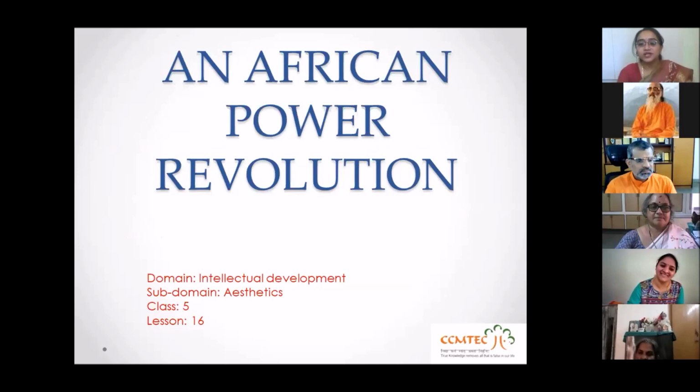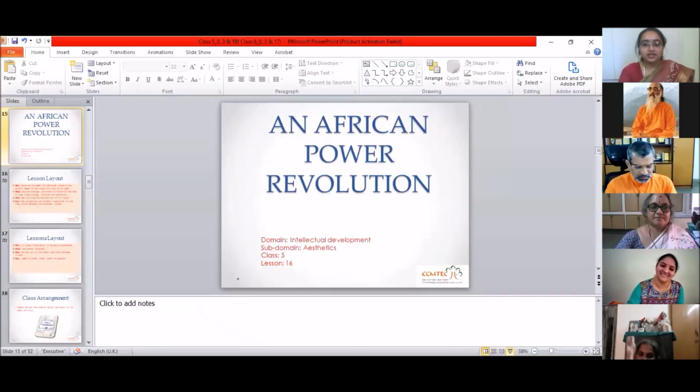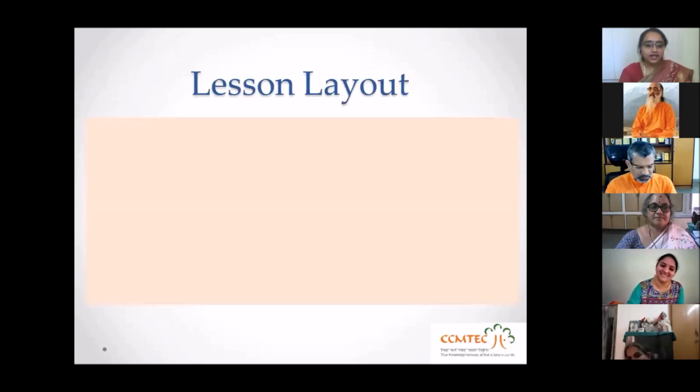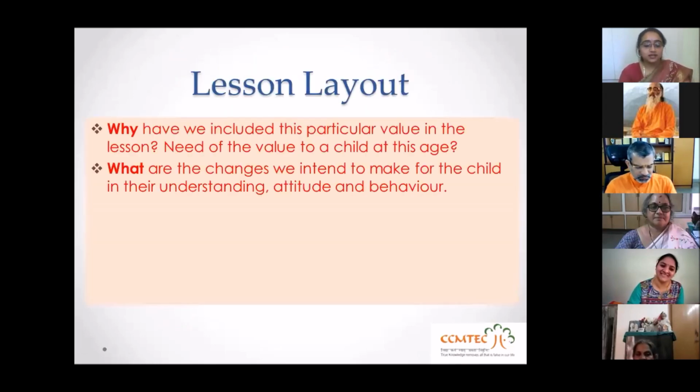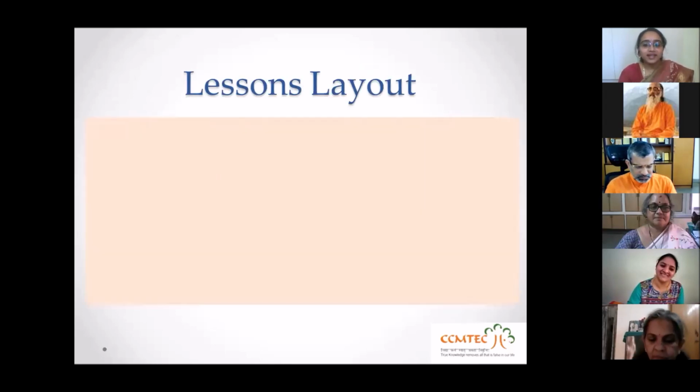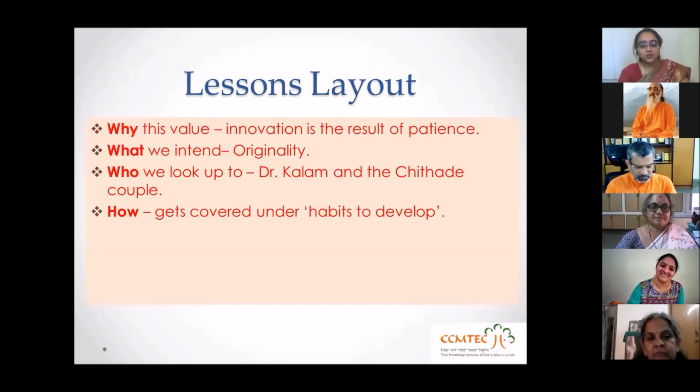So here is where we move on to our second lesson, an African power revolution. The subdomain is aesthetics. And again, the lesson layout is the why, what, who, and how. In my understanding, why this value? Because innovation is the result of patience. What we intend is originality, right?